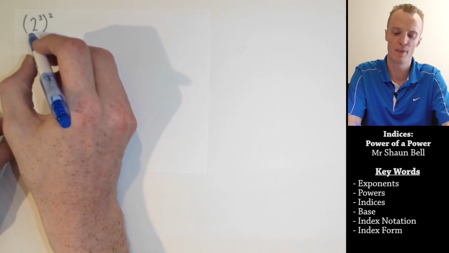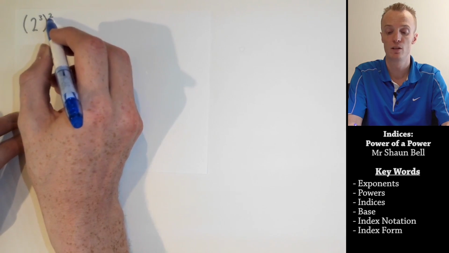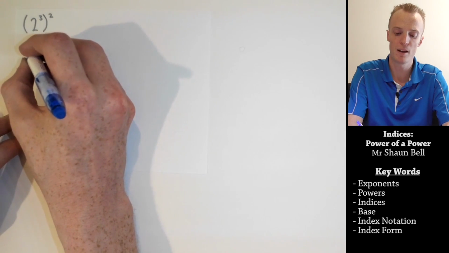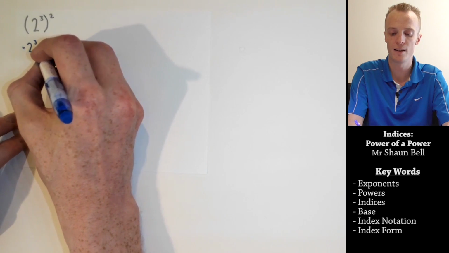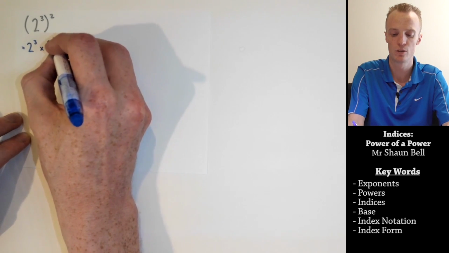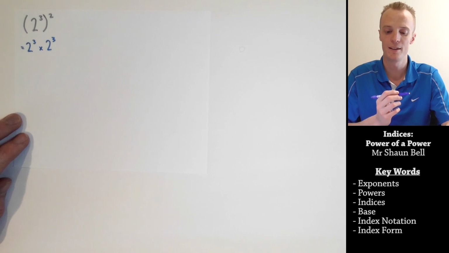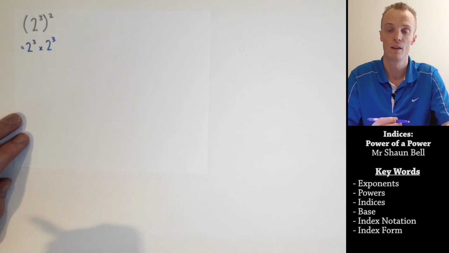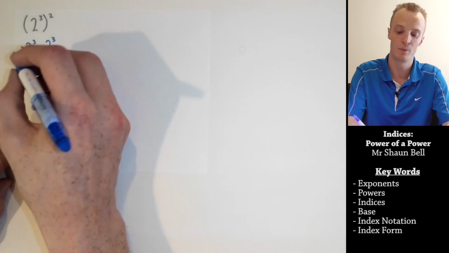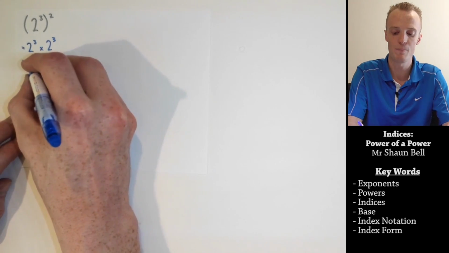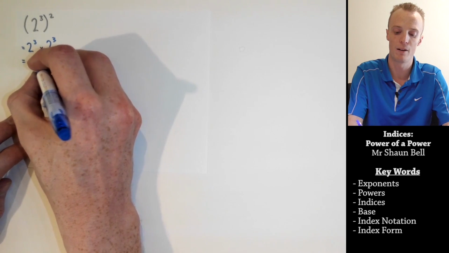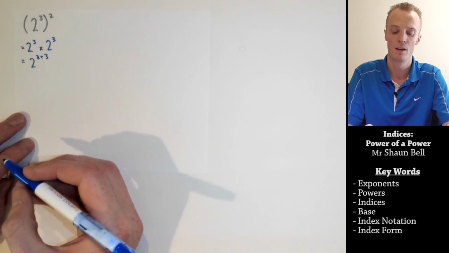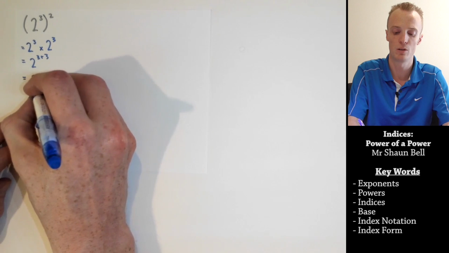Now we already know that if we raise something to the power of 2, it simply means that we're going to multiply whatever we've raised by itself 2 times. Now what that means is we have 2 to the power of 3 multiplied by 2 to the power of 3. When we're multiplying exponents with the same base, we keep that base and we add the exponents. So that is 2 to the power of 3 plus 3, which will be equal to 2 to the power of 6.